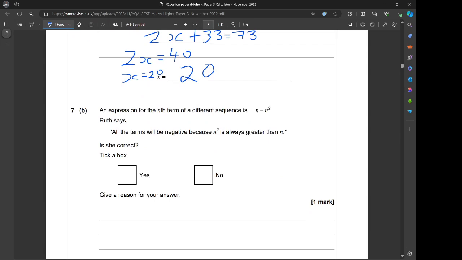An expression for the nth term of a different sequence is n minus n squared. Ruth says all the terms will be negative because n squared is always greater than n. Is she correct? Anyone got an answer?